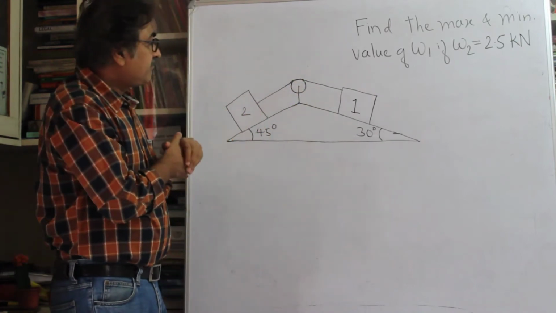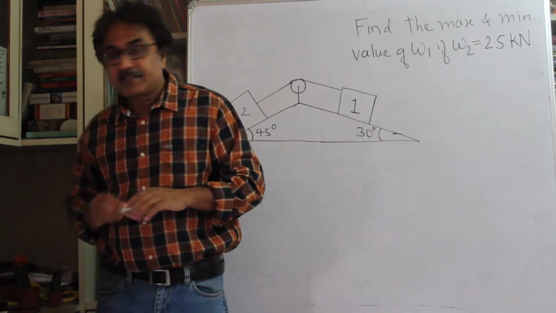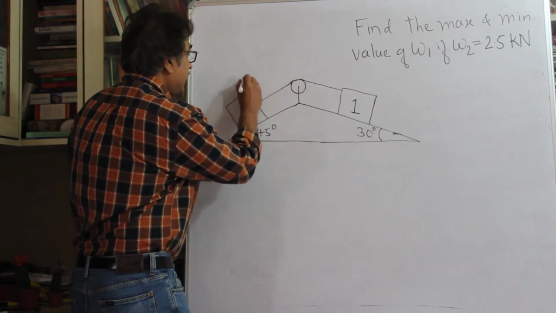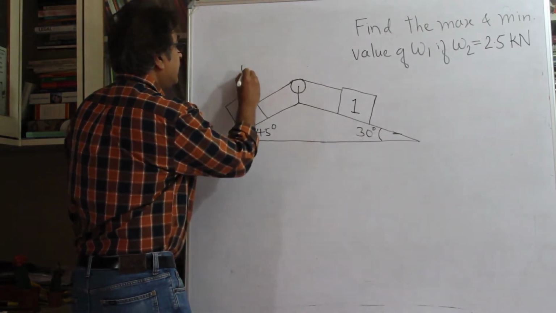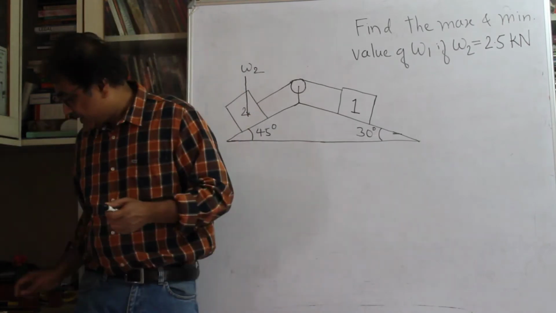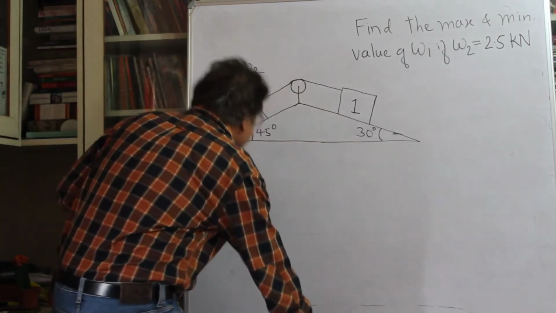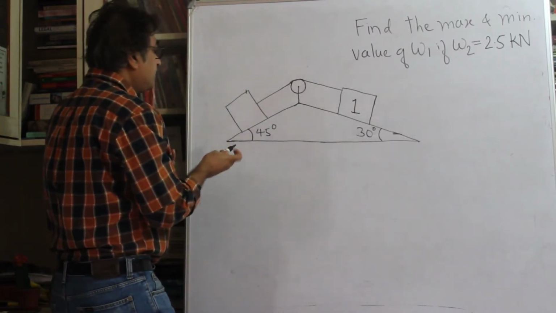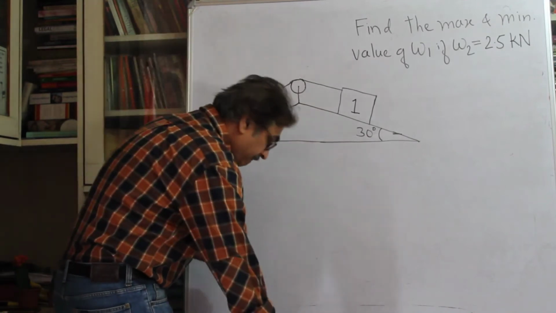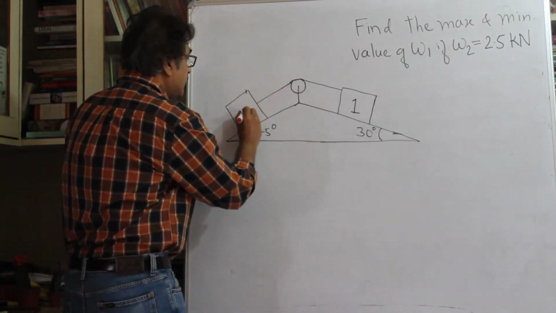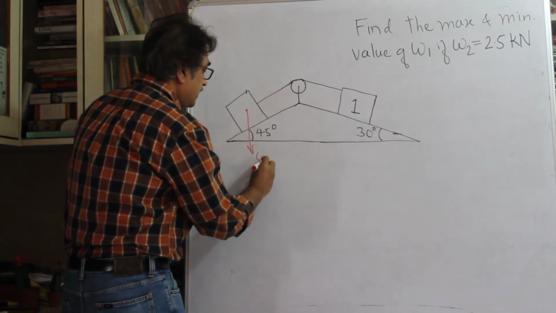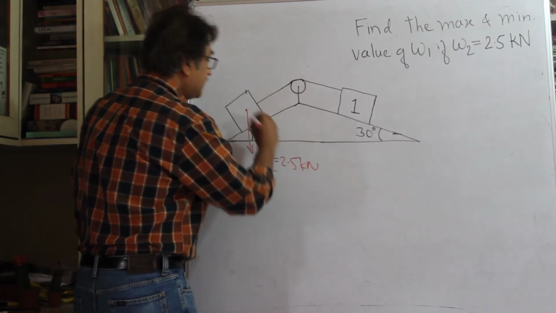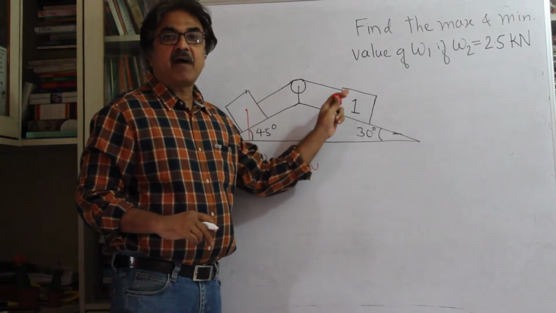Okay, so just think about it. So what you have is, let's say, the weight W2 acting. I should use a colored pen, maybe that's better. I'll show it here. W2, which is 2.5 kilonewtons. This is acting downwards. You want to find out the maximum and minimum value.